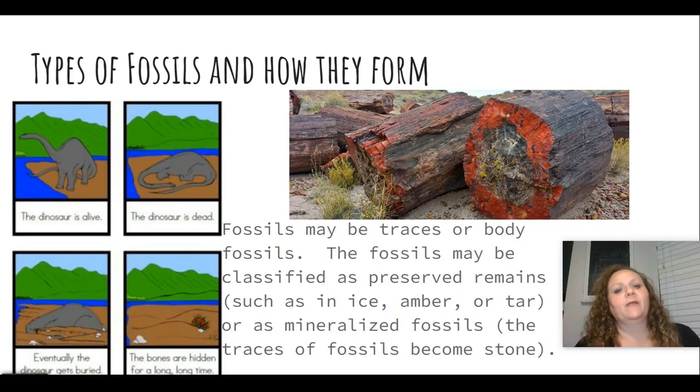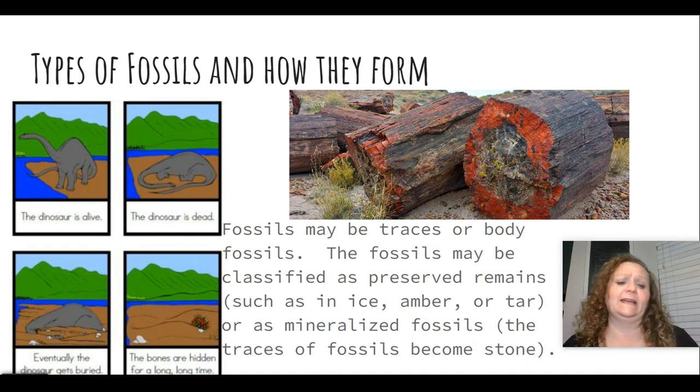Now, let's talk fossils. So there's a couple of different types of fossils that we can talk about, and it can be fossils that are traces or body fossils. Some are going to be classified as preserved remains. These are the ones that we're going to see appearing in ice or amber or tar, and this is where the whole body's been preserved or a portion of the body's been preserved. Or we have mineralized fossils. This is where the traces or the fossils themselves are going to become stone. They're actually turned into rock.